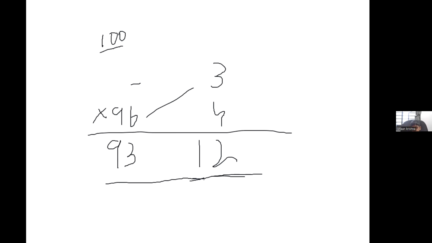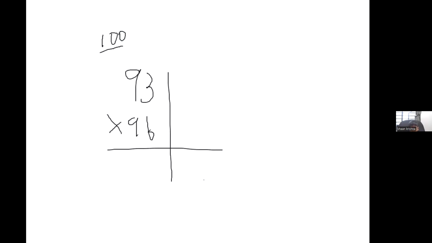Our second question is 93 times 96. Make a line between. Now subtract 100 minus 93 is 7, and 100 minus 96 is 4. We subtract either two sides. If we subtract either two sides, we'll get 89. Now 7 times 4 is 28, and there should be only two digits. But 28 is only two digits. So, yes, we got our answer, 8928.